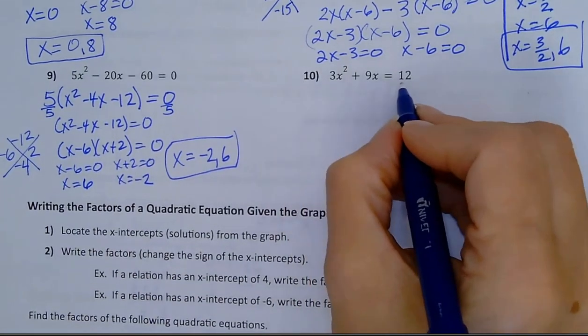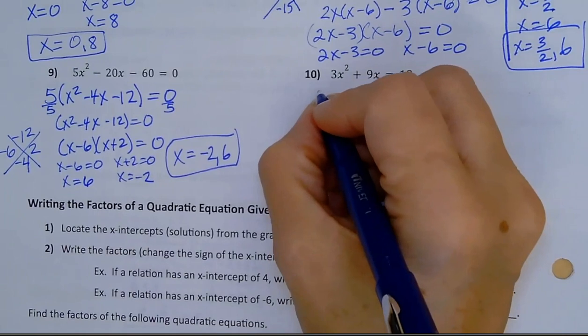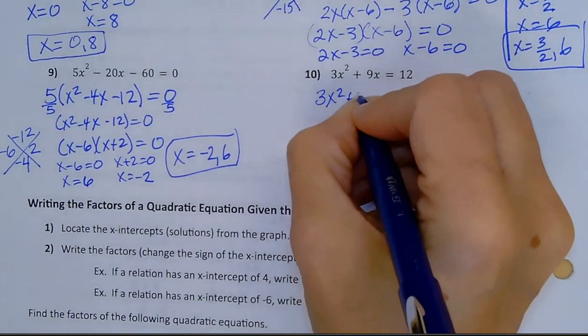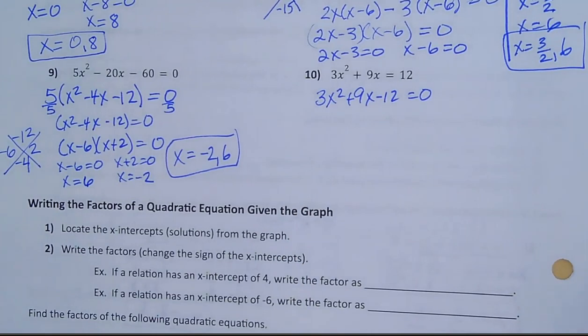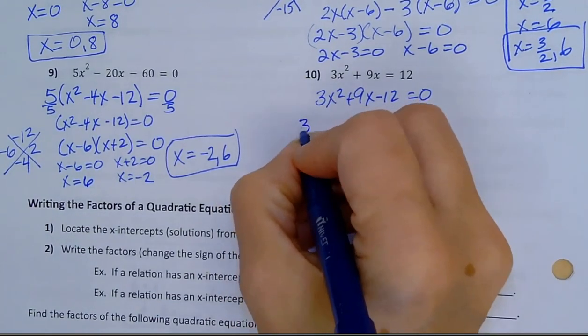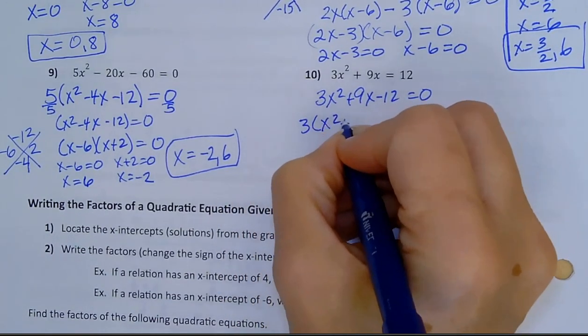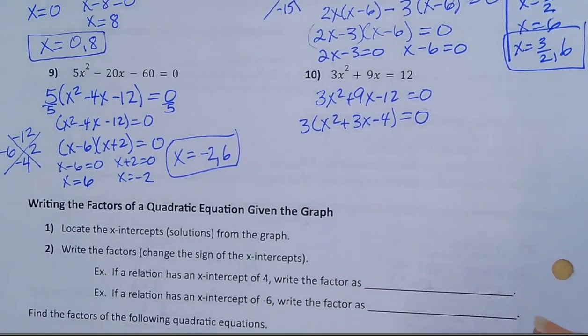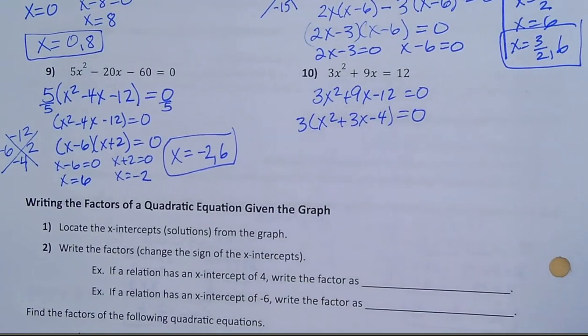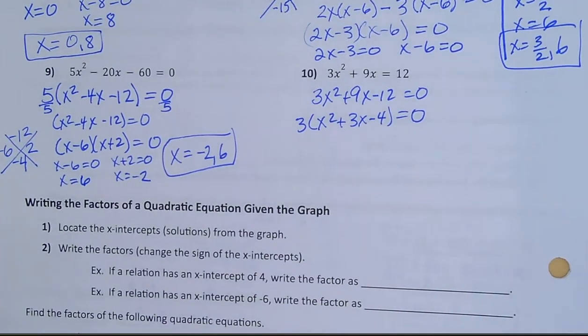3x squared plus 9x equals 12. First, I'm going to write that as 3x squared plus 9x minus 12 equals 0. Then I'm going to pull out my 3. I have 3 times x squared plus 3x minus 4 equals 0. This time I'm not going to divide each side by 3 yet. I'm going to show you that it doesn't really matter in the end.